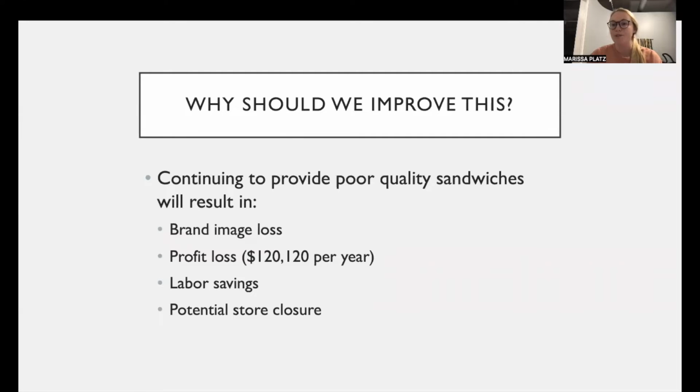We want to improve this process because continuing to have this profit loss is going to be a negative impact on the business. Having to remake sandwiches consistently, 1 in every 10 people, causes brand image loss and ultimately will likely lead to potential store closure.